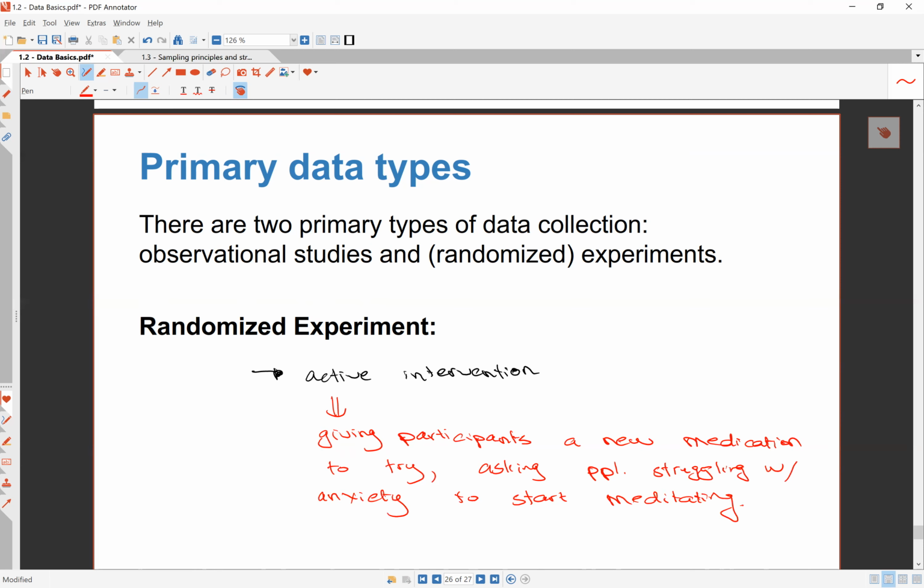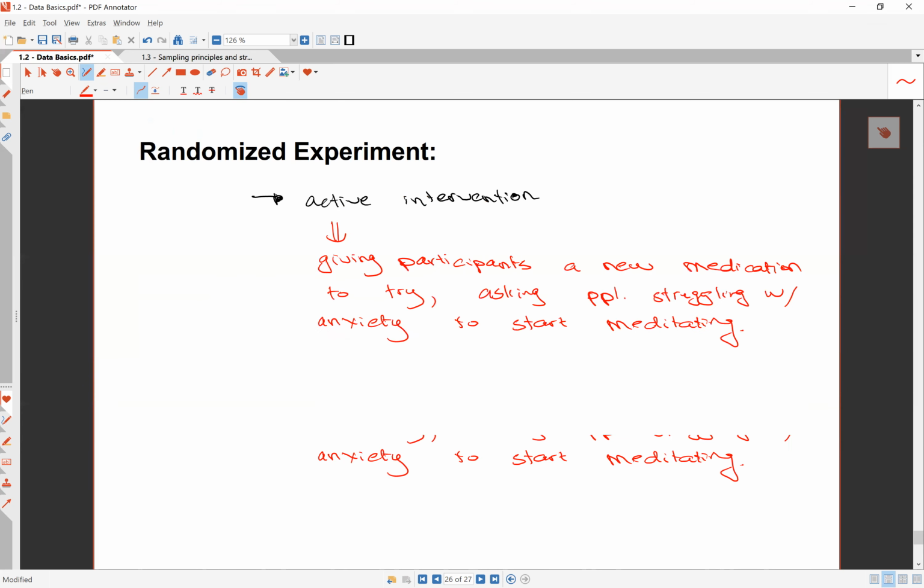So here, whoever is running the study often wants to show that they have a way of solving a problem. They have a way of helping with a disease. They have a way of reducing anxiety. They have a way of improving healthy eating habits. And so after taking the sample, they actively intervene in some way by giving people a medication, by having them take a class, by sending them to a seminar. A lot of different possibilities, but there's active intervention. And so that is what defines it as a randomized experiment.